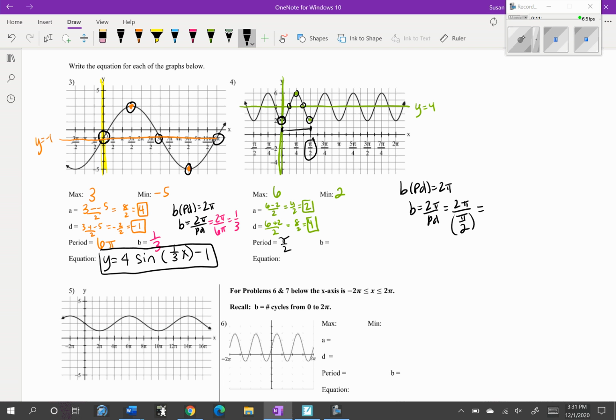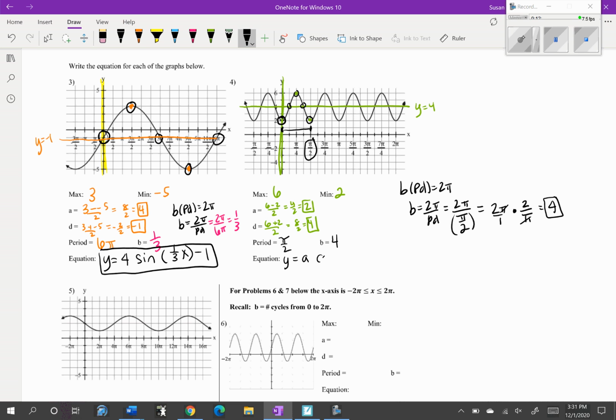So when you have a fraction divided by a fraction, keep the numerator, change to multiplication, and flip the denominator. So this becomes 2/pi. Notice your pi's would cancel out. Because it's multiplication, we can do that. If it was addition or subtraction, we cannot. So 2 times 2 is 4. So that means our b value is 4. Now that I have that, I can write my equation.